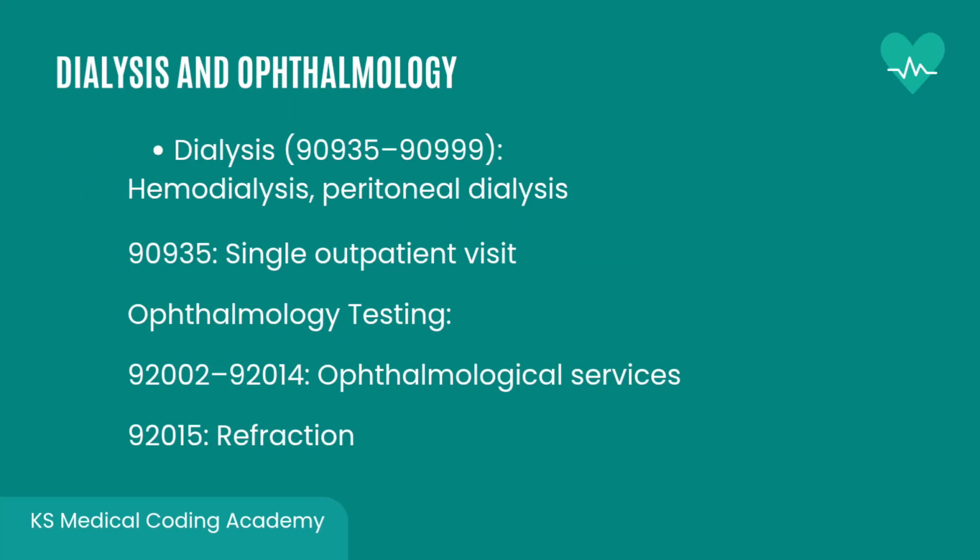Dialysis and ophthalmology. Dialysis services use codes 90935 to 90999, covering both hemodialysis and peritoneal dialysis. For example, 90935 is a single hemodialysis session in an outpatient setting. Ophthalmology codes include 92002 to 92014 for eye exams, and 92015 for refraction.